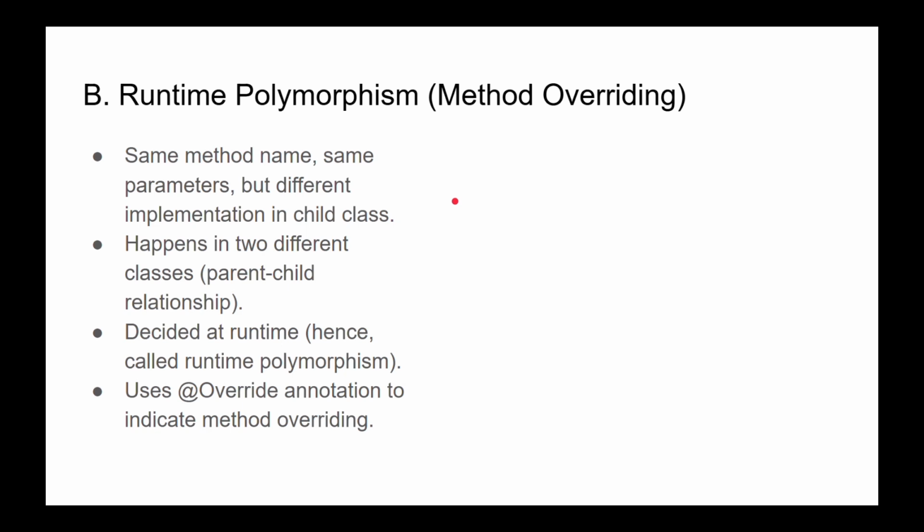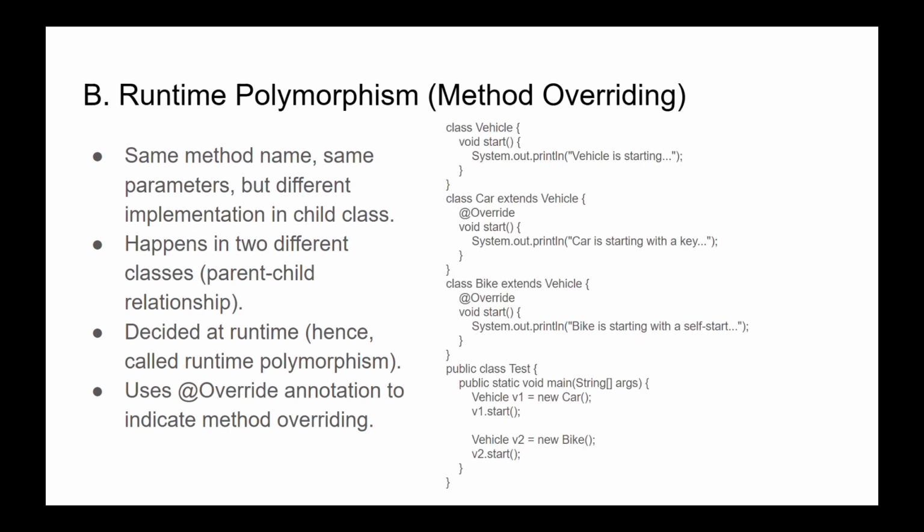Let's take an example of overriding. Let's take a vehicle. Vehicle has a start method, and car and bike extend the vehicle class, and they have their own implementation of the start method. Car is starting with key and bike is starting with self start. These two have their own implementation from the vehicle. They have overridden the start method. If the start method has arguments, then this start method also should have arguments and the same return type.